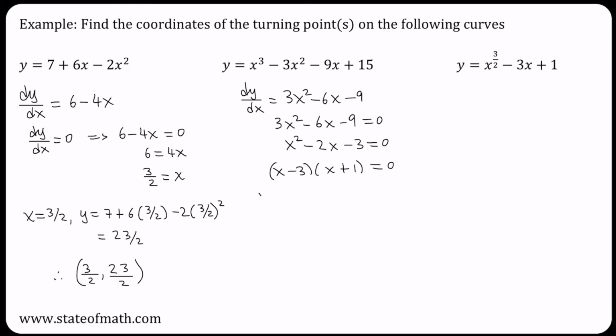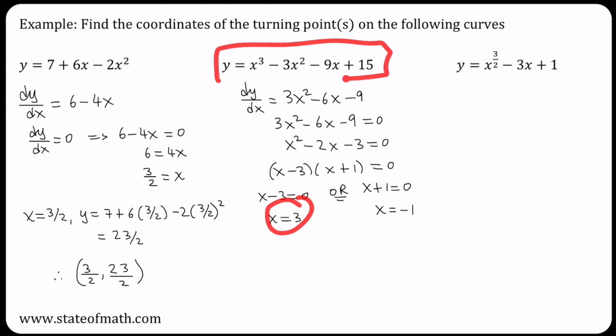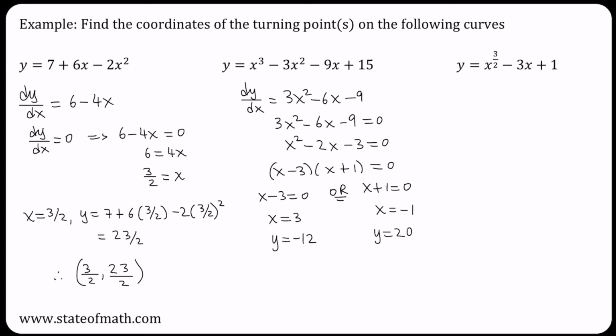So either x minus 3 is 0 or x plus 1 is 0, which means that there are two stationary points at x is 3 and x is negative 1. I substitute the value of x is 3 into the expression for y, and I get that y is negative 12. And similarly for x is negative 1, I get that y is 20. And therefore there are two turning points, the point (3, negative 12) and the point (negative 1, 20).